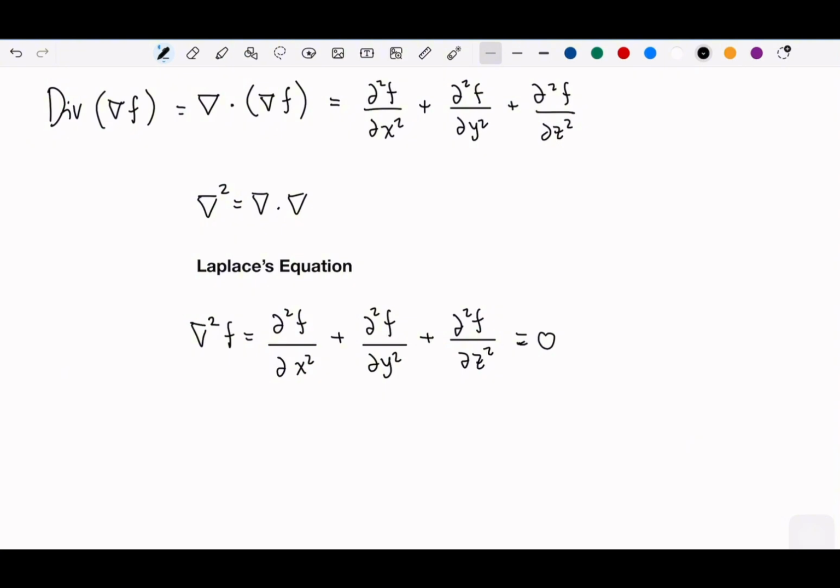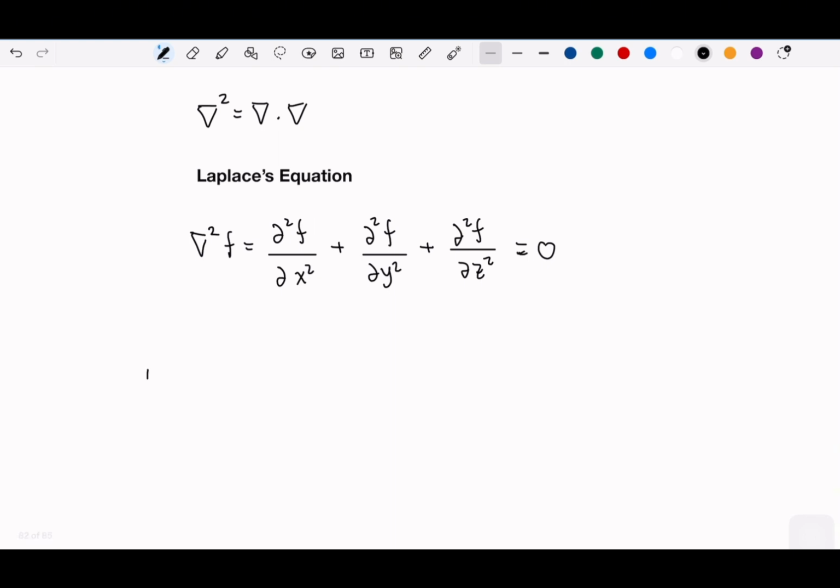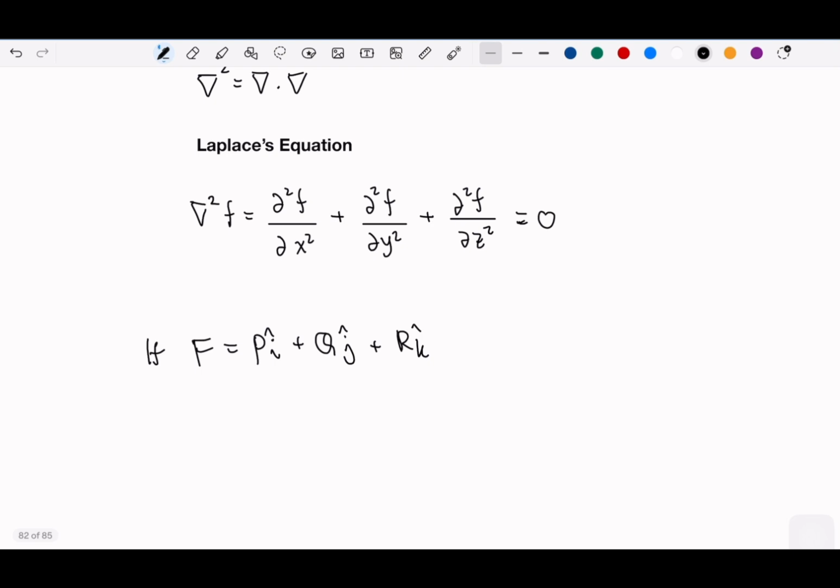We could get into more of this if we have time, but if no time, then we skip that. We can apply it to the vector field as well. So if f is Pi plus Qj plus Rk, then we could take the operator of the del squared f as del squared P plus del squared Q plus del squared R.